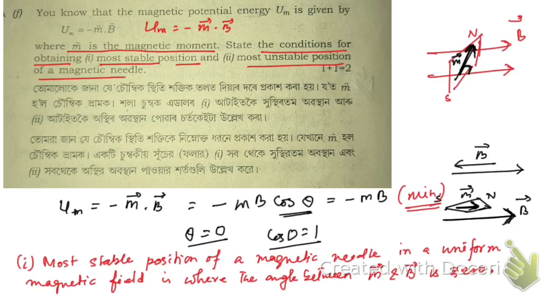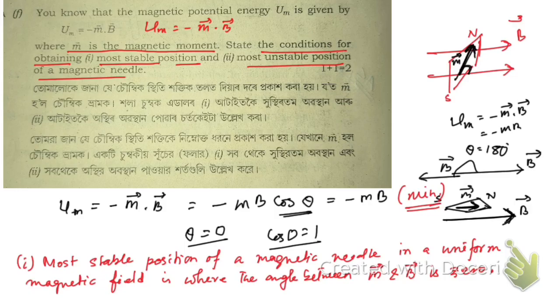Now when will it be unstable? When this magnetic moment vector is in the opposite direction to the magnetic field vector, that means the angle between these two is 180. Theta is 180. In that case, the potential energy will be minus M dot B, equal to minus MB cos 180. Cos 180 is minus 1, so U will be M times B. That is the maximum potential energy, so in that case the magnetic needle will be unstable.